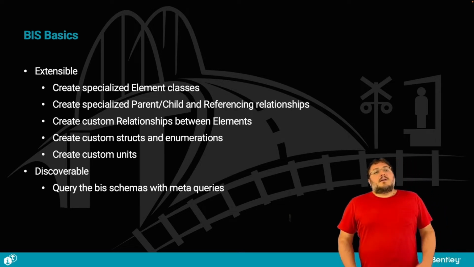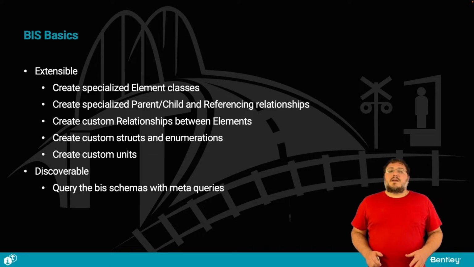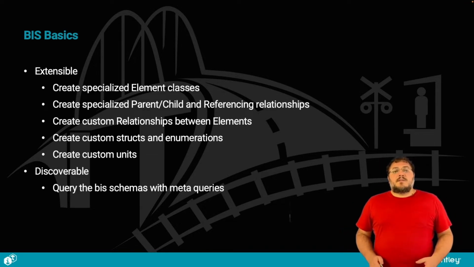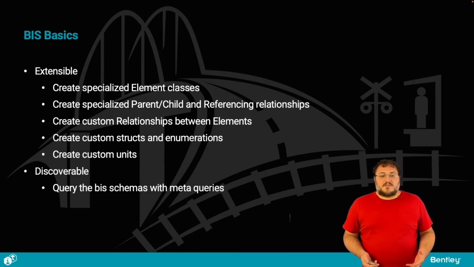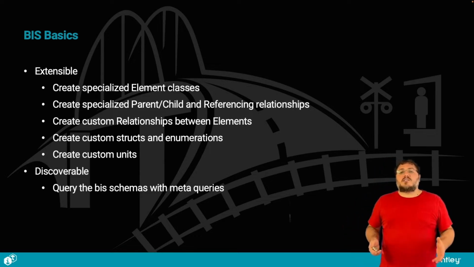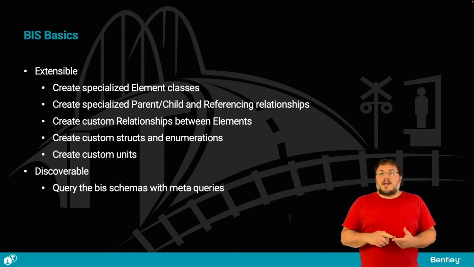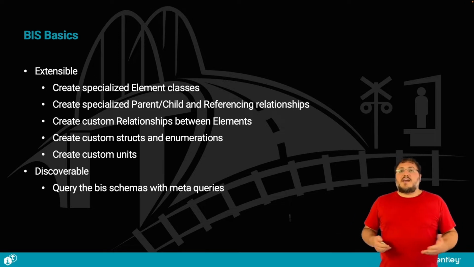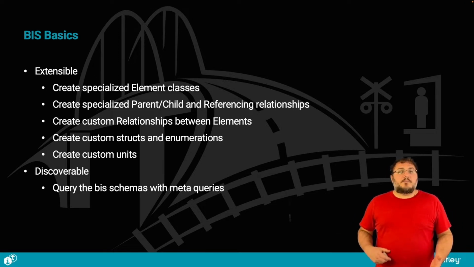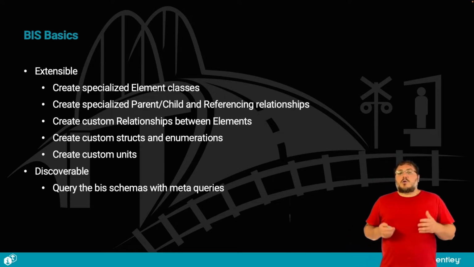Now, we'll talk a little bit more about extensibility and really hammer this home, because you can create your own specialized element classes, your own specialized parent-child and referencing relationships, create your own totally custom relationships. You can create structs for complex properties. You can create enumerations. You can create custom units. So if there's a dimension that we don't have support for out of the box, you can add it. And all these things are queryable.